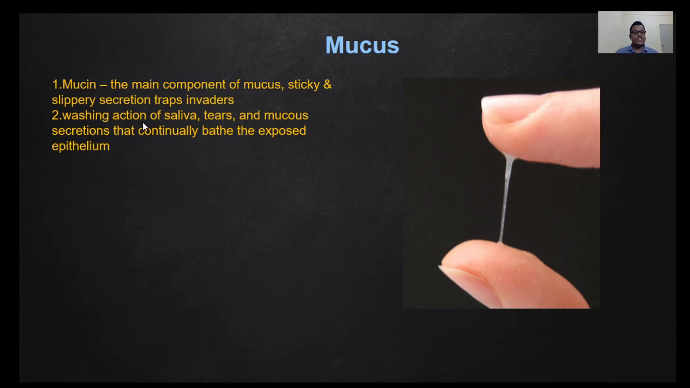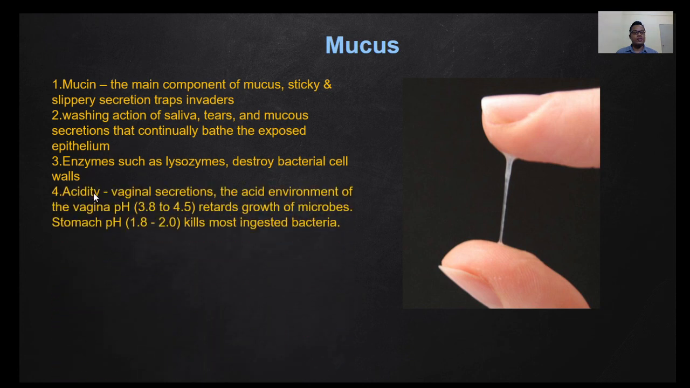And second, there is also the washing action of fluids such as saliva, tears, and mucus secretions that continually bathe the exposed epithelium. They contain enzymes such as lysozymes that destroy bacterial cell walls. These lysozymes are produced and secreted, and we can find them in our tears, saliva, and mucus. And the acidic pH of most parts of the mucous membranes, such as in the vagina, retards the growth of microbes, and in our stomach kills most of the ingested bacteria. And also they have defensins, which are an antibacterial agent.